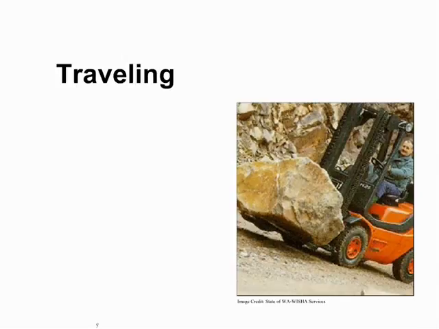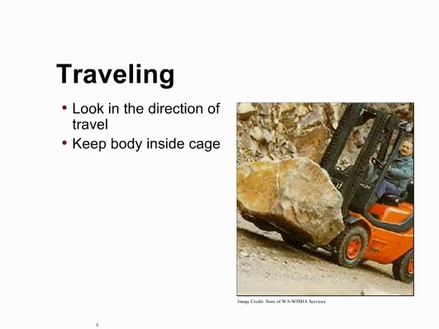Remember these safety rules when traveling in a forklift. Look in the direction you are traveling. That means looking behind you before and while backing up. Keep your body inside the cage. The cage is there to protect you. Keep the forks low when traveling. Keeping them raised reduces stability and could result in a tip-over.